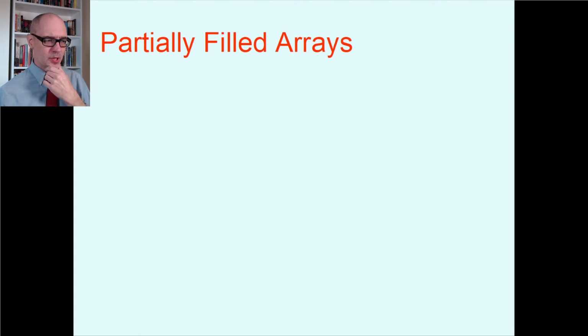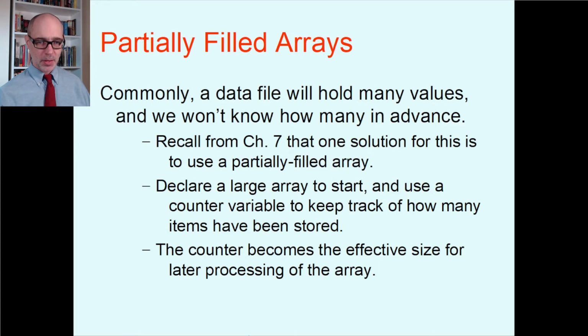So how do you save all of that information? Of course, you're going to use an array. But the problem is you don't know how much stuff is there. You don't know whether it's 3 things or 50 things or 100 things. So if you think back to chapter 7, where we talked about that, the solution to this is to use a partially filled array. So let's think about that again.